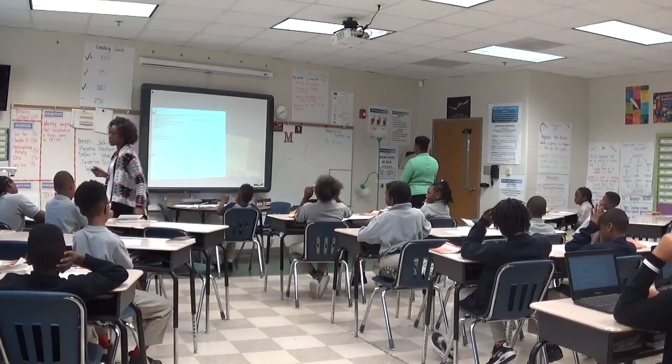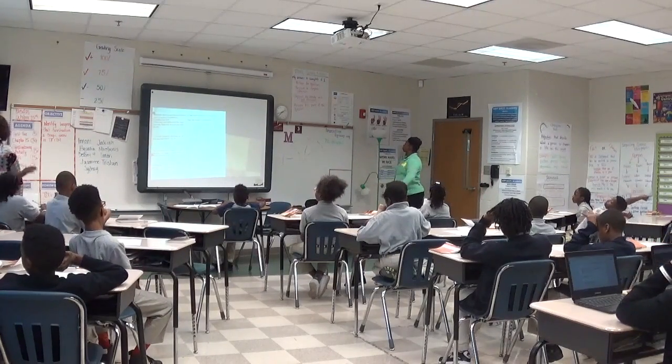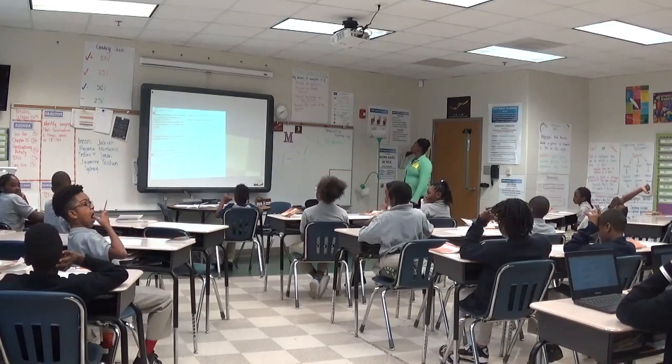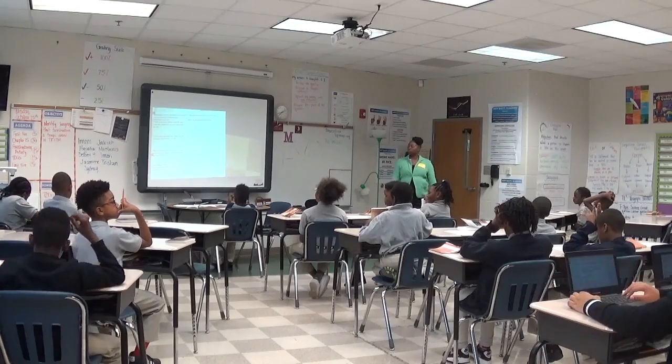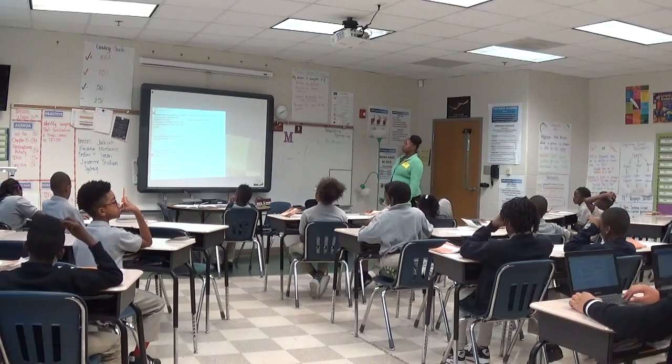So let's look at this first example. Please read it nice and loud. Darius? Their eyes were hollow and their gaze was dim. There was no joy in the camp.